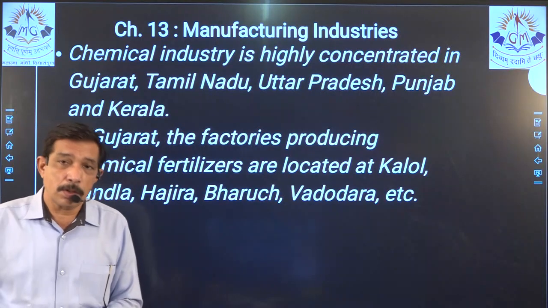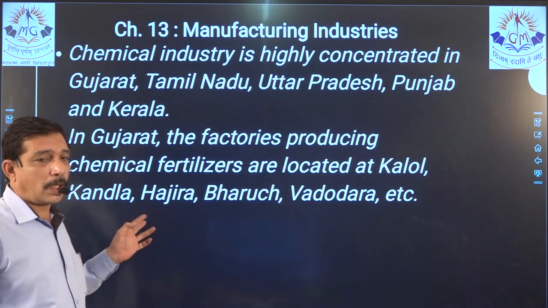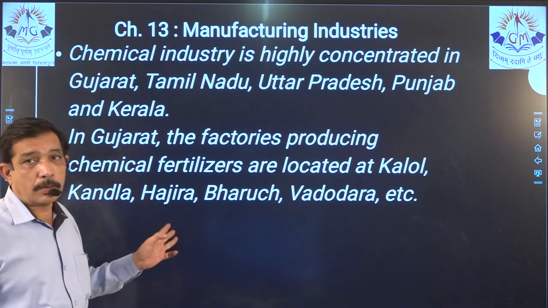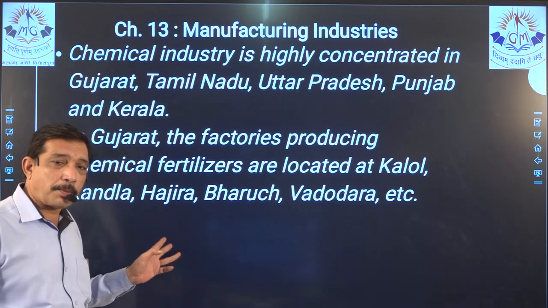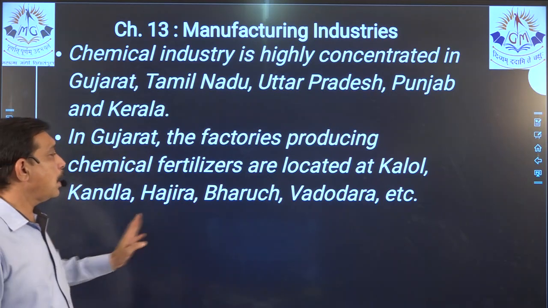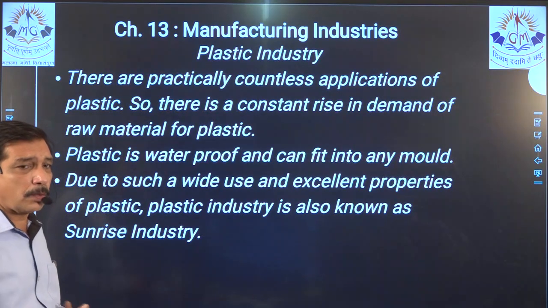Chemical industry is highly concentrated in Gujarat, Tamil Nadu, Uttar Pradesh, Punjab and Kerala. In Gujarat, please remember this, chemical fertilizers are located. This is MCQ also, this is a map question also. Chemical fertilizers are located at Kallol, Kandla, Hazira, Bharuch, Vadodara, etc. So you know 5 places, quite easy to mark them.